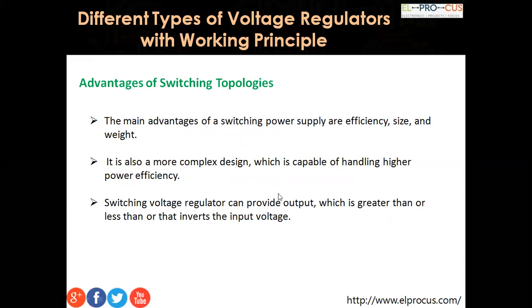But it is also a more complex design, which is capable of handling a higher amount of power at the output. So we can say it will give us higher power efficiency at the constant output voltage. And the switching voltage regulator can give us an output voltage that can be greater than or less than the input voltage, or in inverse polarity with respect to the input voltage. These are some advantages of the switching voltage regulator.